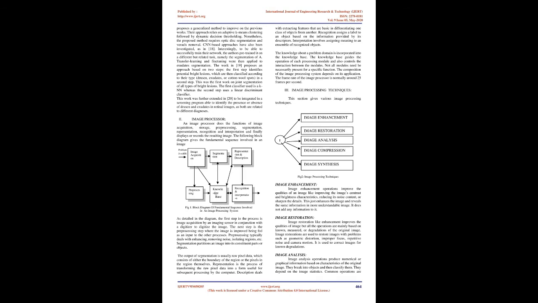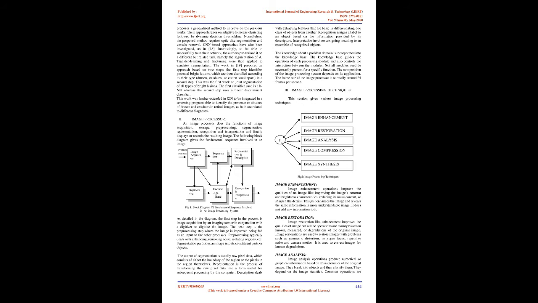The reviews in 16, 17 give exhaustive overviews of the state-of-the-art for exudate segmentation and in addition, propose a generalized method to improve on the previous works. Their approach relies on adaptive k-means clustering followed by dynamic decision thresholding. Nonetheless, the proposed method requires optic disc segmentation and vessels removal. CNN-based approaches have also been investigated, as in 18. Interestingly, to be able to successfully train their network, the authors pre-trained it on a different but related task, namely the segmentation of vessels; transfer learning and fine-tuning were then applied to exudates segmentation.